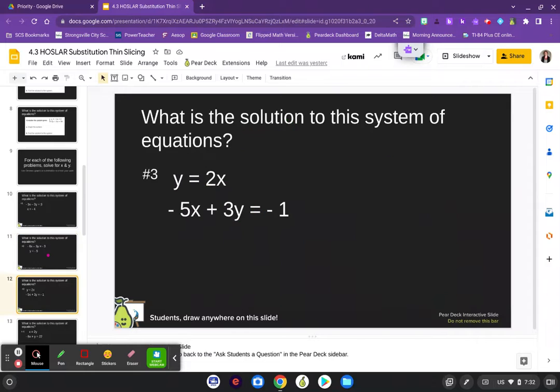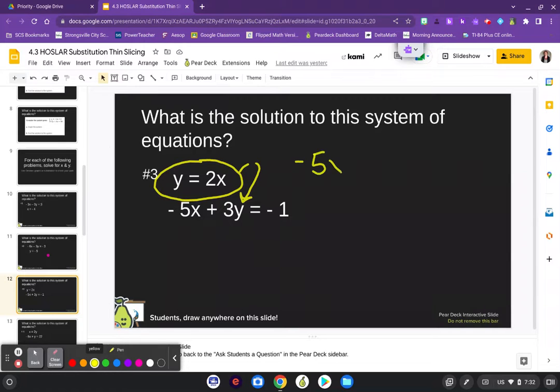And so then we leveled up and we said, okay, well, what happens if I have more than just this number? This time I have y equals 2x. I'm going to do the same thing. If y is equal to 2x, then I can replace y with that 2x, right? So I have -5x plus 3. I'm going to replace the y with 2x and continue on my merry way solving.